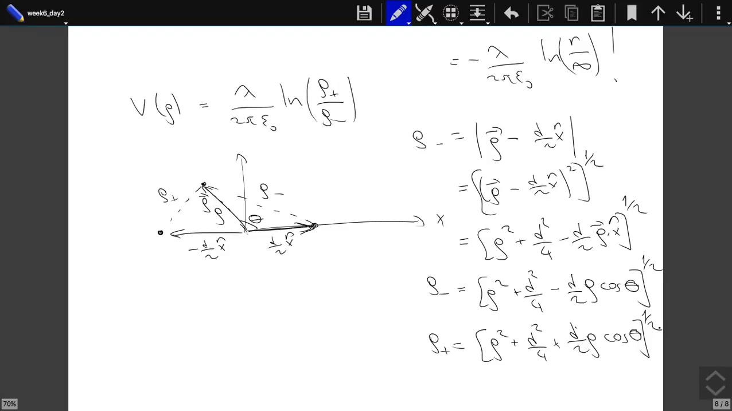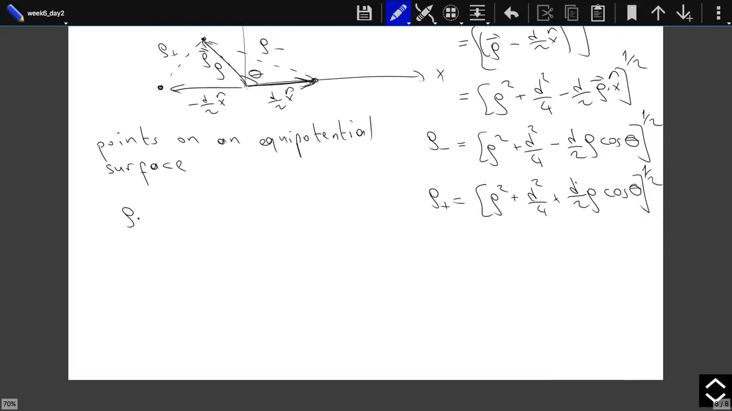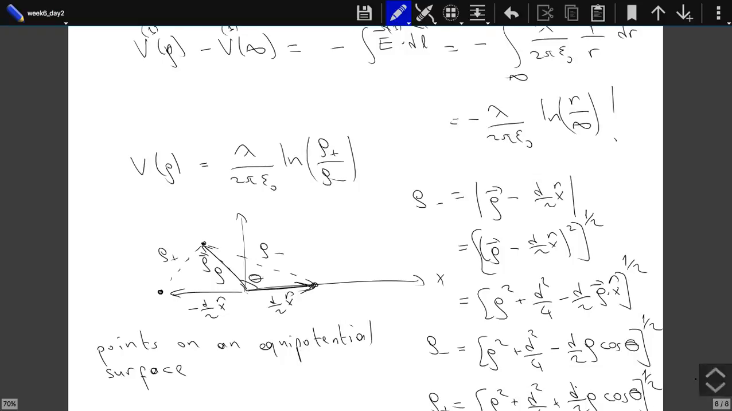Now, for points on an equipotential surface, the potential is constant. Look at the expression for the potential. This is a constant anyway. So on an equipotential surface, this ratio should be a constant. So rho plus over rho minus is a constant, let's just call it C. C can take different values, and depending on the value of C, your equipotential surface will correspond to different potentials, but for each equipotential surface, that ratio has a constant value.